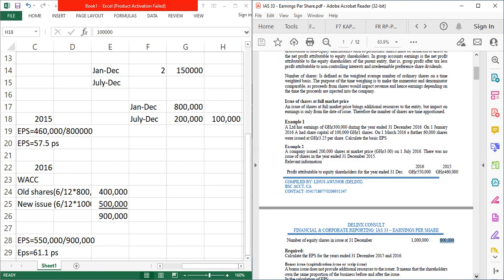That is not buy one, get one free. That is a rights issue. The bonus issue, you don't pay any amount for it. We are just converting our reserves to shares.